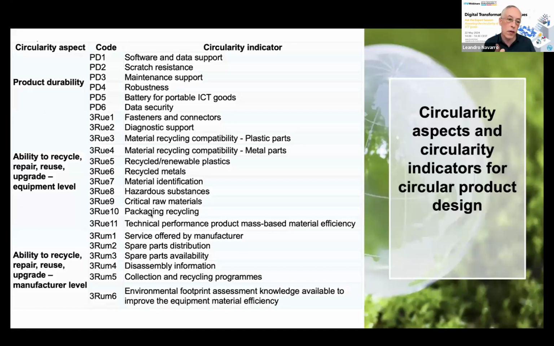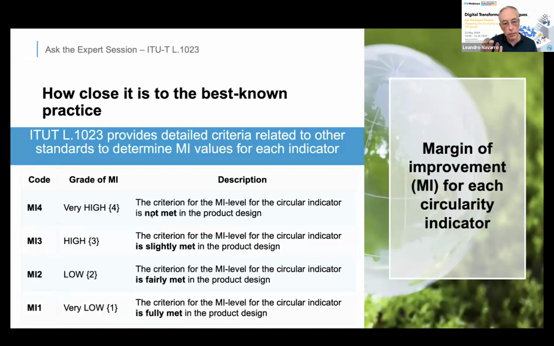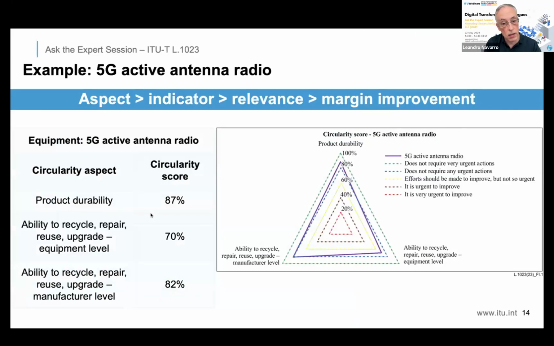So for instance, here we have the list of the main 3 circularity aspects. And for each of them, we have a code and a definition, a circularity indicator. Of course, in the standard, there's a detailed description of these indicators. There are many, as you can see. So we choose some of them, the ones that are most relevant, and then we look at them. And again, in the standard, there's a detailed definition of what high, very high, low, very low means for a specific criterion. So according to that agreed criteria among the experts, you can tag one of these possible 4 scores or grades.